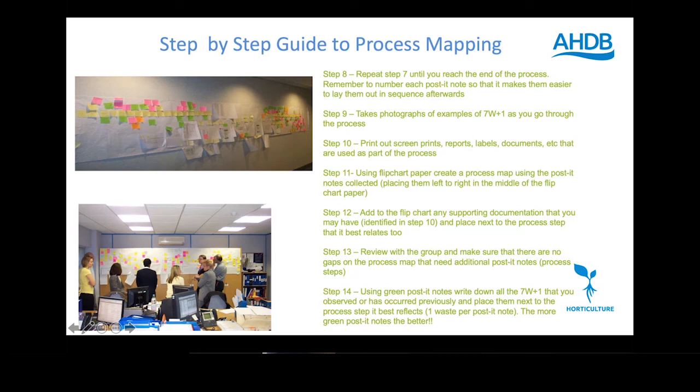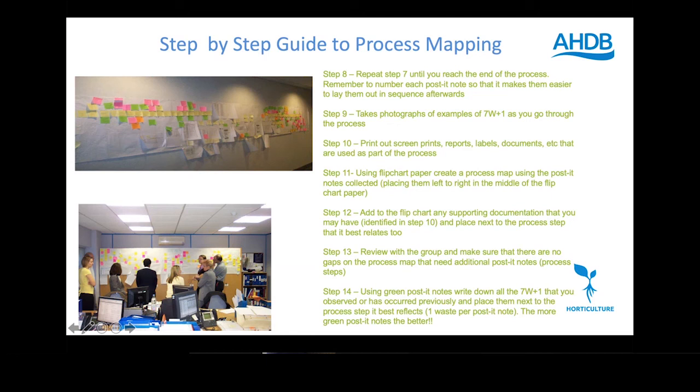So you might find it takes a few iterations of doing this until you're completely happy with it. And then once you're happy, you've captured all the yellow post-it notes, all the individual steps, what I start to do then is write down all the waste post-it notes. So the 7 waste plus 1 that you've identified, I write them down on green post-it notes and then stick them on the process map as whereabouts they've occurred.